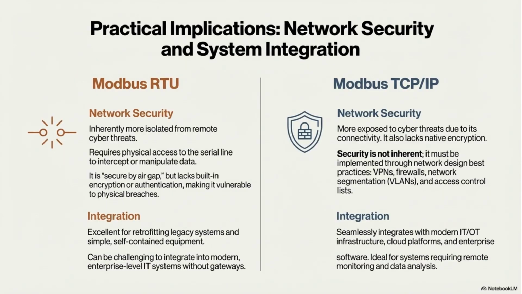RTU is inherently isolated, offering security by air gap, but lacks built-in encryption. TCP/IP is more exposed to cyber threats and requires network security best practices like VPNs. However, it integrates seamlessly with modern IT systems and cloud platforms.